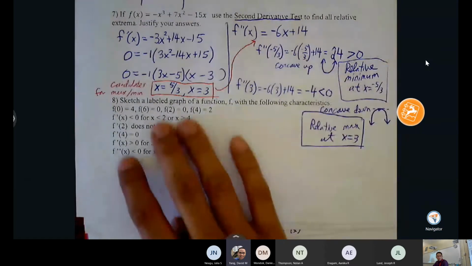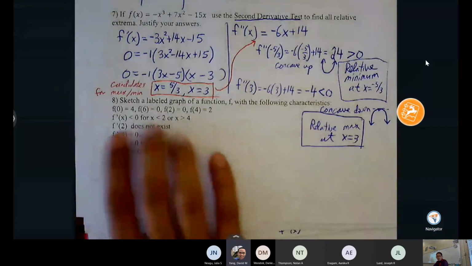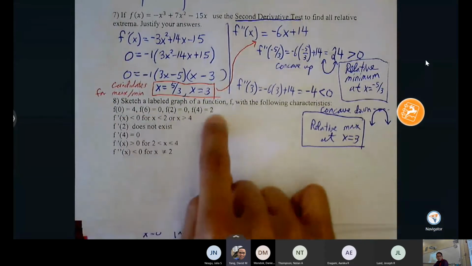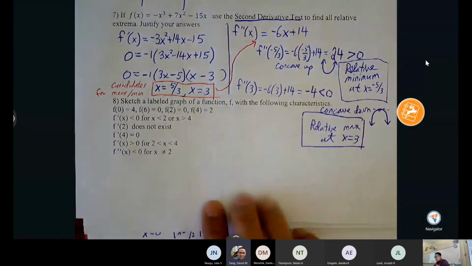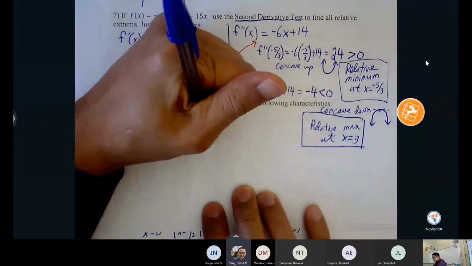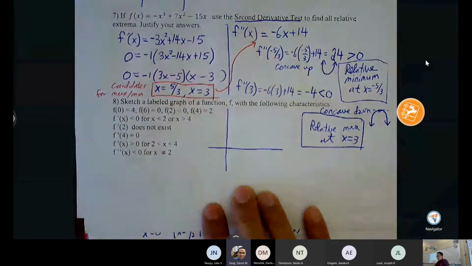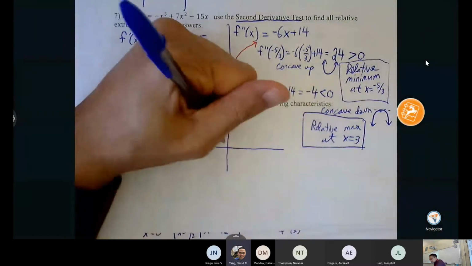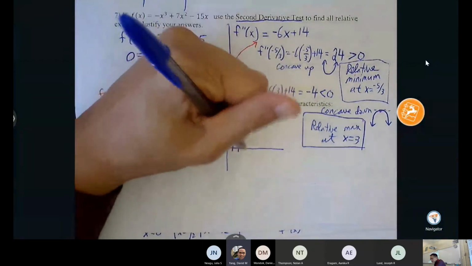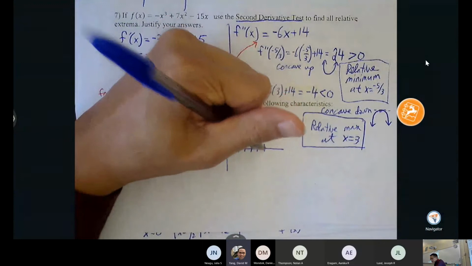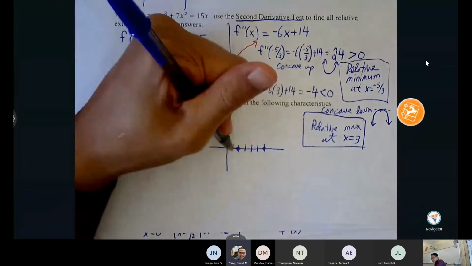Okay, let's see if we can sketch a graph based off of this information here. The easy part is plotting all these ordered pairs. These are there to help provide us some anchor points for our graph. Okay, 0, 4, 6, 0, 2, 0, and 4, 2.